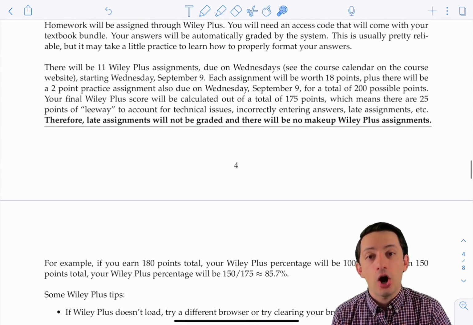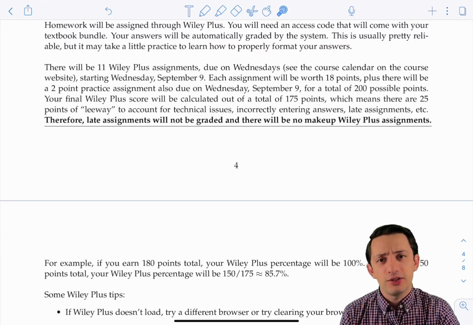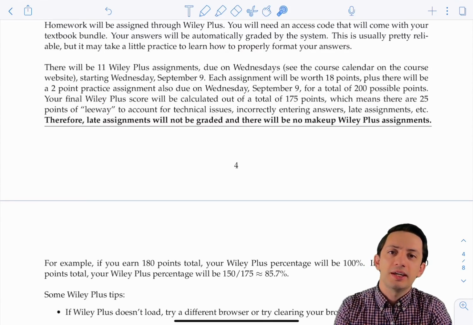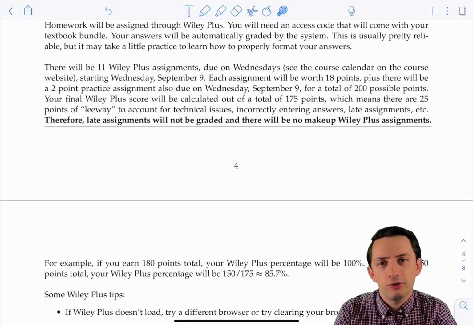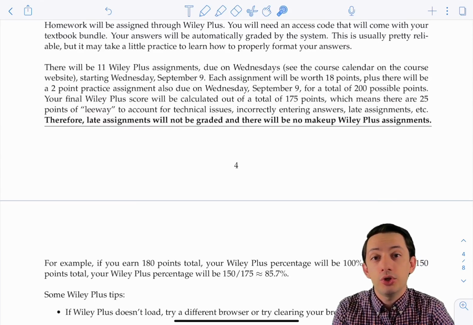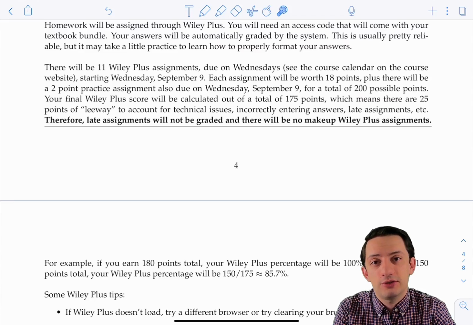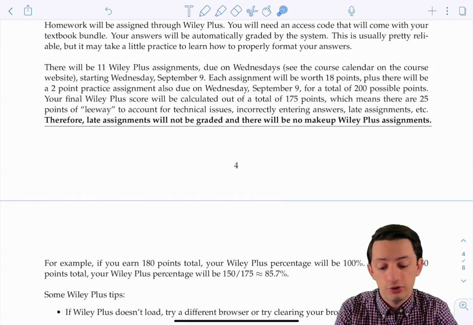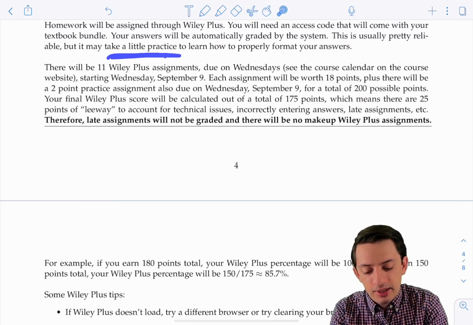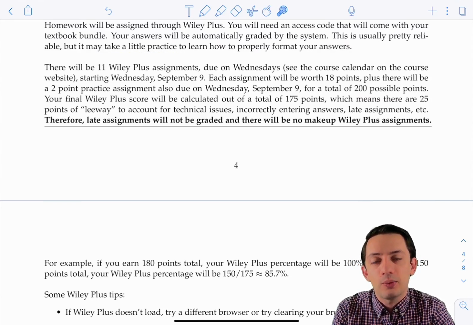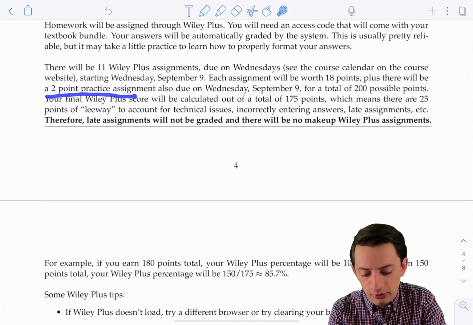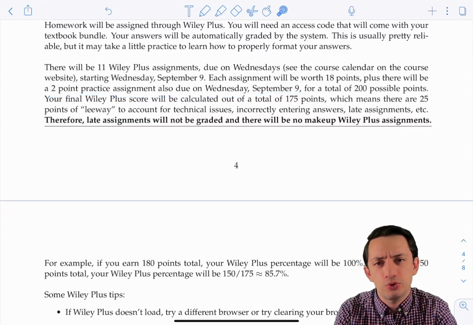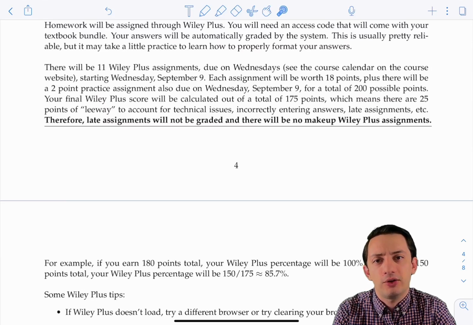The answers are automatically graded by the system. It's usually a pretty good system. If you give the same answer but with a different arithmetic that gets you to the same thing, it will usually know. So for example, if the answer is 4 pi and you put 2 times 2 pi, it will usually know that that's the same and mark it correctly, which is great. But it can sometimes take a little practice to figure out the right way to format your answers. There will be a practice assignment. I mentioned that down here, a 2-point practice assignment due on Wednesday, September 9th, which should give you some practice learning how to format your answers.